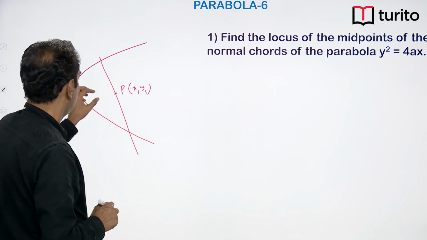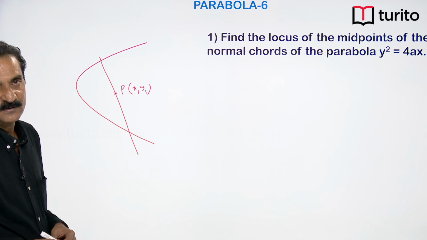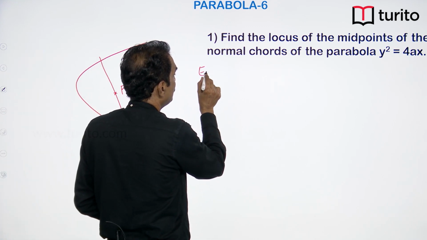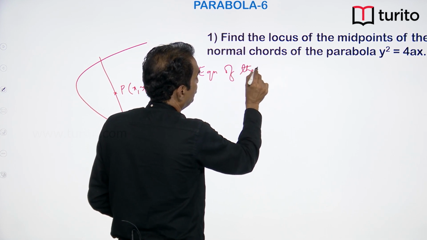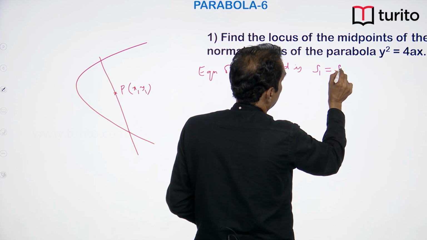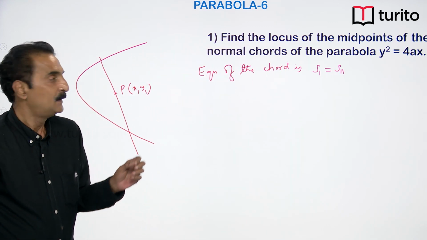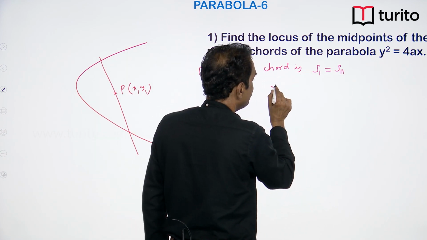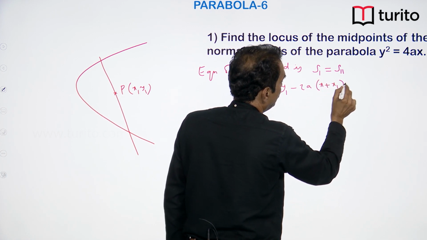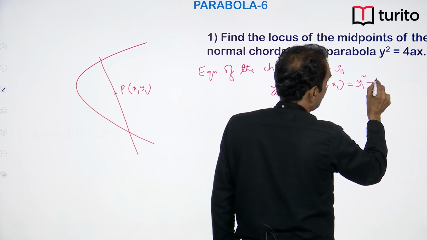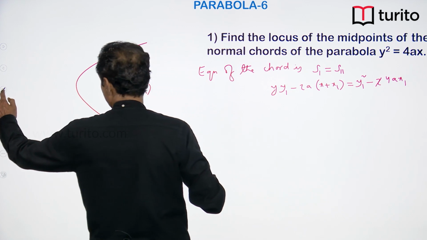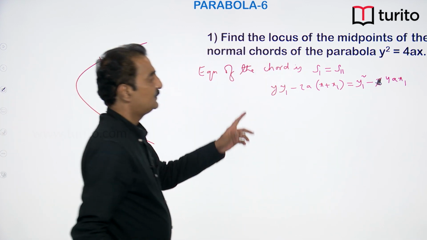How to find it? Take P x1 y1 as the midpoint of the chord, then what is the formula for the equation of the chord? The equation of the chord is S1 is equal to S11. What is S1 is equal to S11 for y square is equal to 4ax? yy1 minus 2a into x plus x1 is equal to y1 square minus 4ax1. This is the equation of the chord.